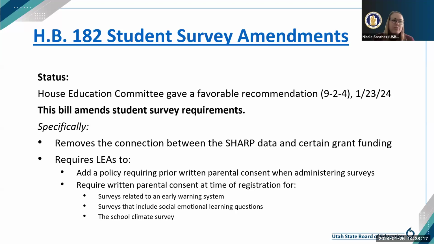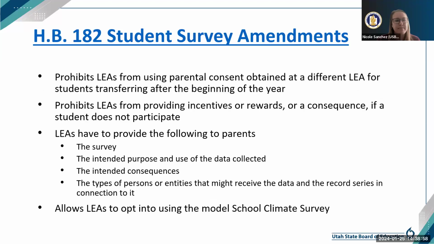This is HB 182 student survey amendments. There's quite a lot of pieces to this, but this bill would remove the connection between the SHARP data and certain grant funding. And then the new things it would require would be, LEAs would be required to add a policy requiring prior written parental consent when administering surveys. And part of that would be requiring written parental consent at the time of registration for surveys related to an early warning system, surveys that include social emotional learning questions, and the school climate survey. Next.